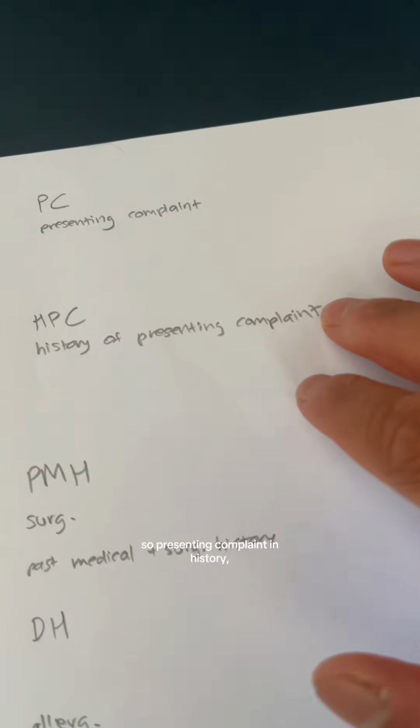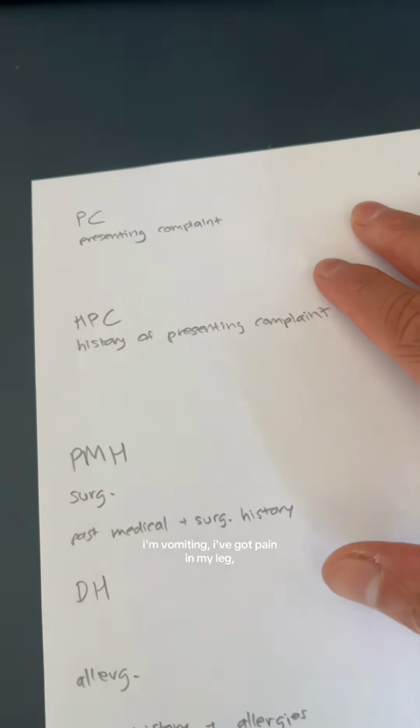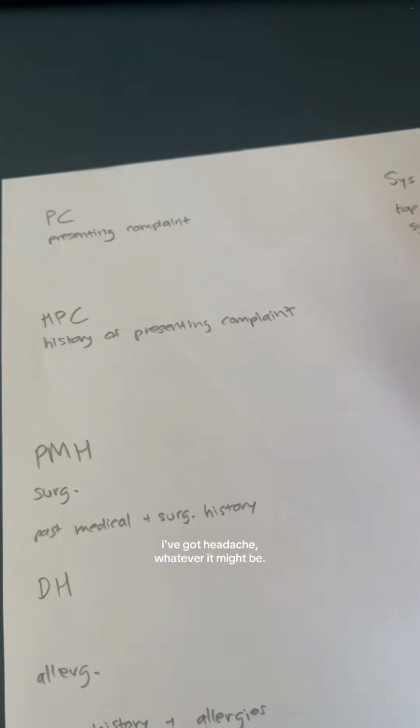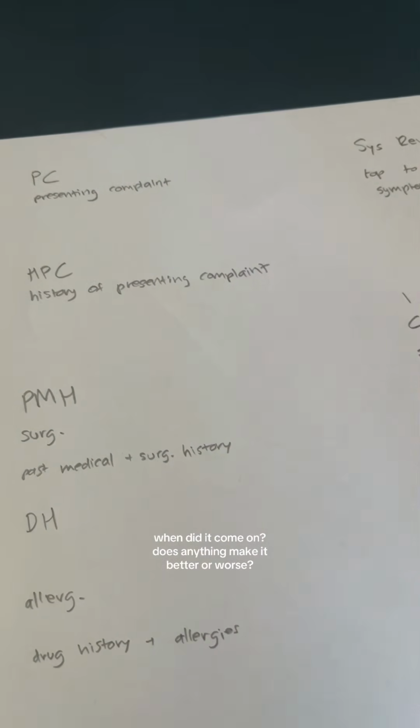So presenting complaint and history of presenting complaint is essentially, why have you come in? So it'll be, oh, I'm vomiting, I've got pain in my leg, I've got pain in my abdomen, I've got headache, whatever it might be. And you explore that a bit more. So you say, where is the headache? When did it come on? Does anything make it better or worse?